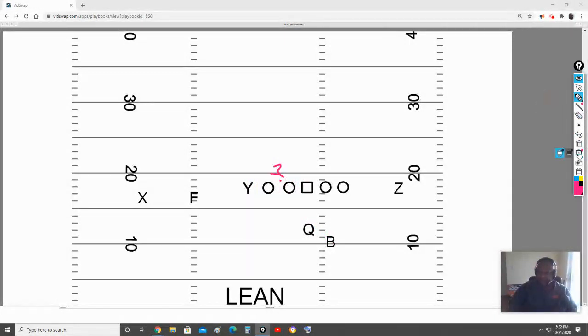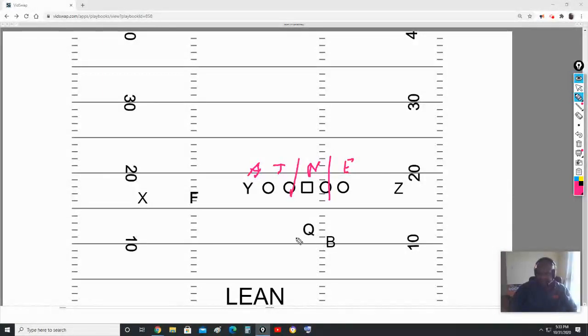Now, we may see this. We may see the anchor there, tackle here, nose here, and the end here. Okay. Standard formation, 4-3 over. Now here's open B. Okay. And we attack that as well.